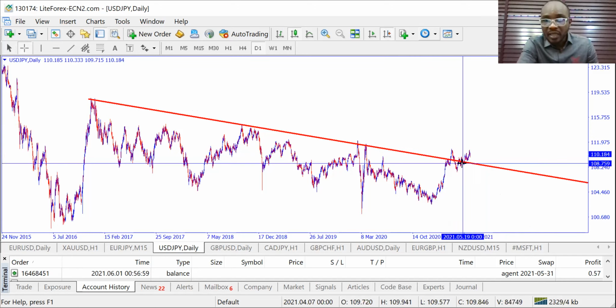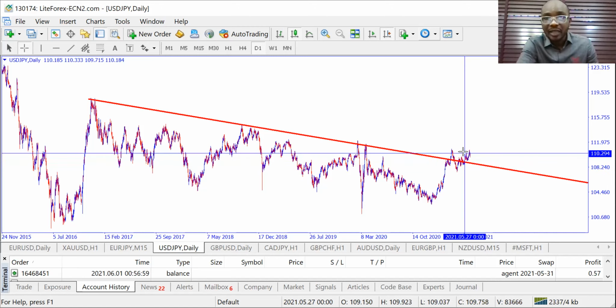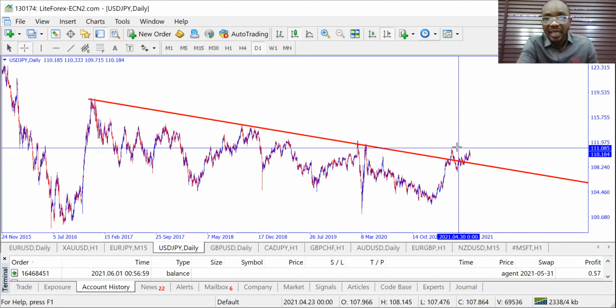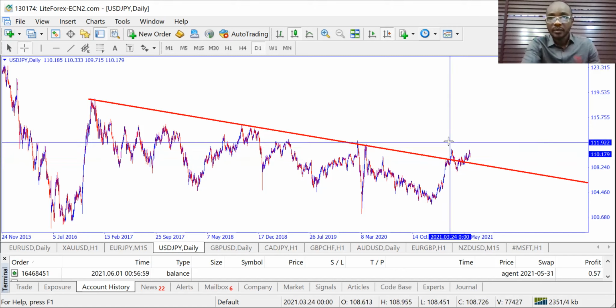Once the market comes down to retest, because coming back to touch the line is called a retest, then as soon as it rises above this one, I would like to enter this market around this area at 111.132. That will be my entry price if I must trade that market. So this is how to draw your trend line.